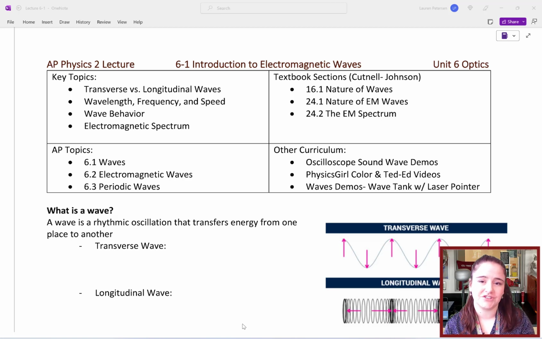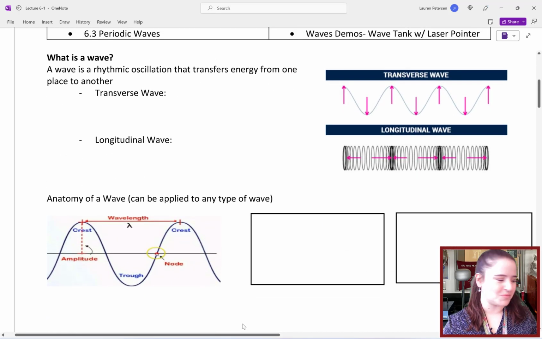This is our first intro into our optics unit, where we're going to be exploring what a wave is, how we describe waves, and how light behaves, and how we classify light waves in the electromagnetic spectrum. So let's get into it with what is a wave.